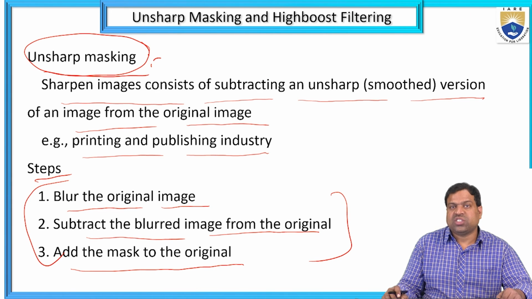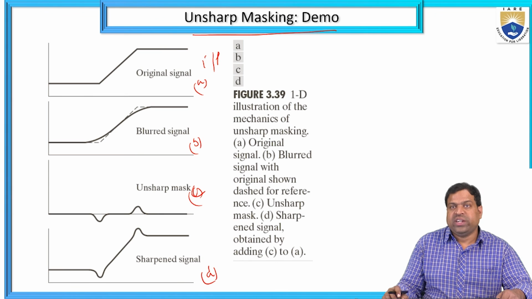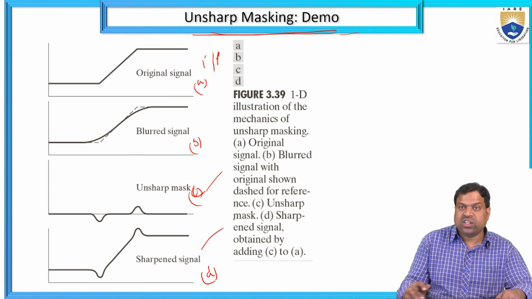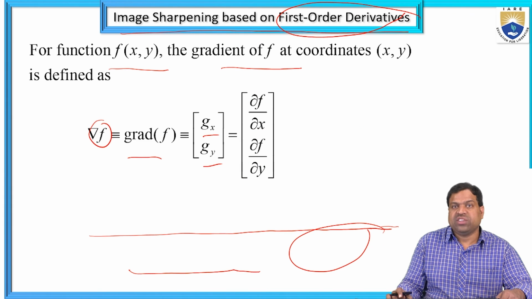Okay, and it is unsharp masking, and for high boosting, k is greater than 1. It is the equation for unsharp masking. Here are some images with unsharp masking: figure A is the original blurred image, then unsharp masking, and a sharpened signal. Another example of unsharp masking with high boost filtering: first one is the original, figure B is the result of blurring, third one is unsharp masking, fourth one is the result of unsharping, and the final one is the result of using high boost filtering. Okay, it is the equation.